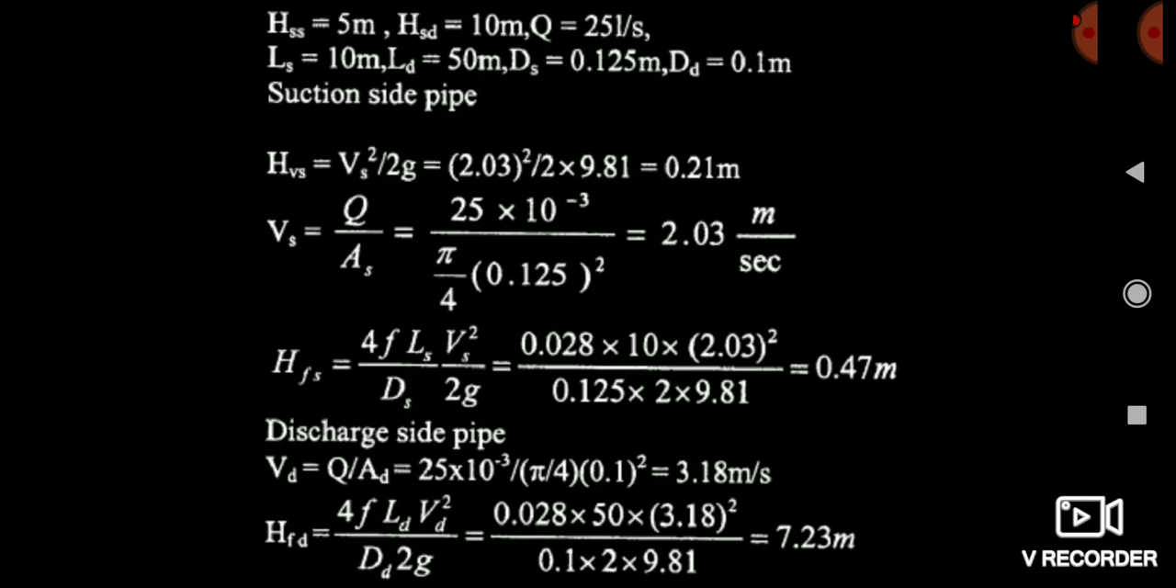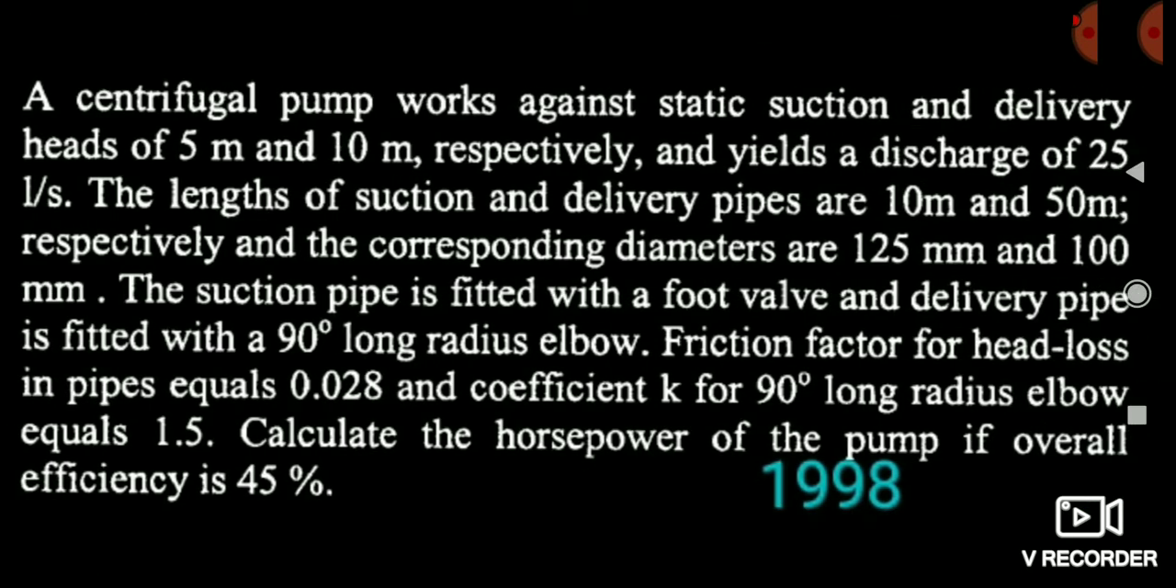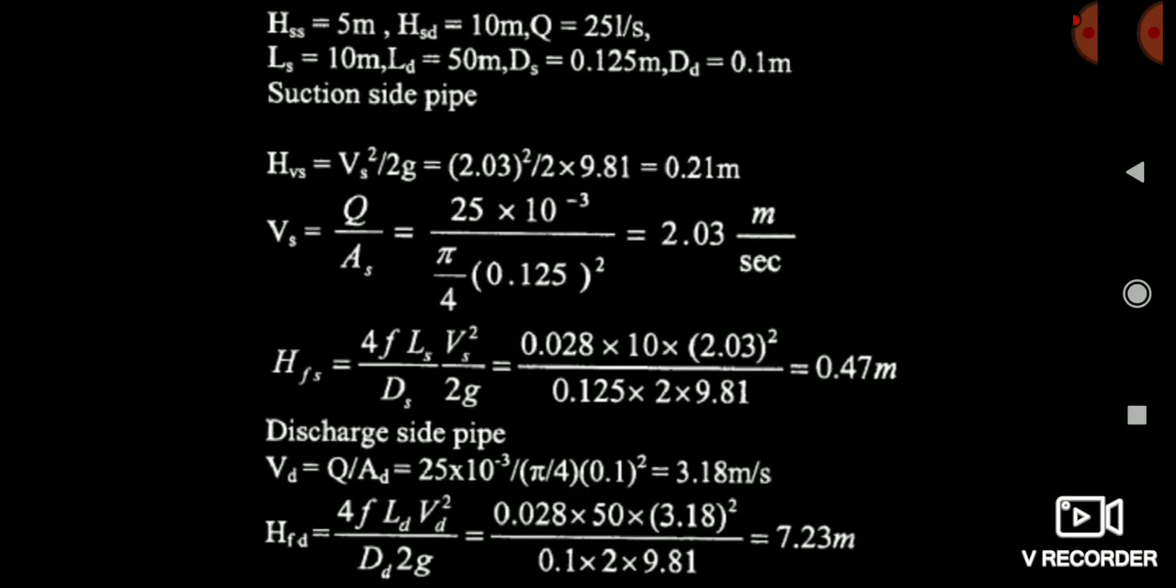Now you can see the discharge point, means what is the velocity at the discharge point and what are the losses due to the discharge point. So you will calculate the discharge velocity, that is total discharge by discharge pipe area. The diameter of the discharge pipe is given here, that is 100 mm. So you convert it into meter and you can calculate the velocity of discharge, that is Q by A, equal to 3.18 meter per second.